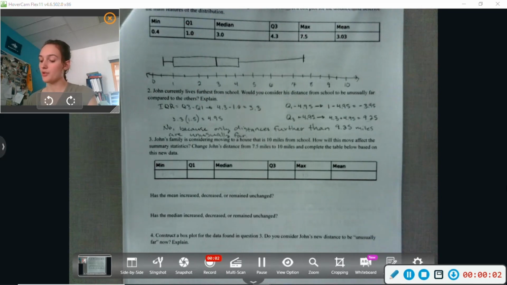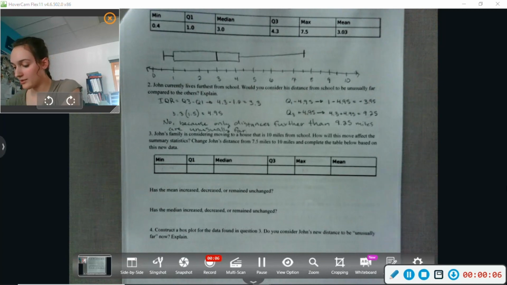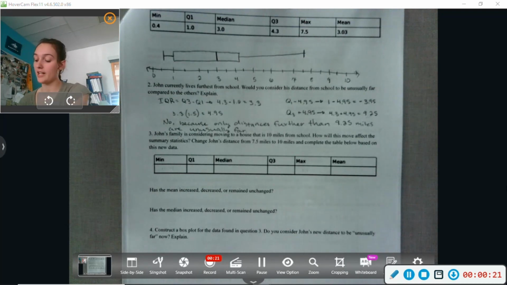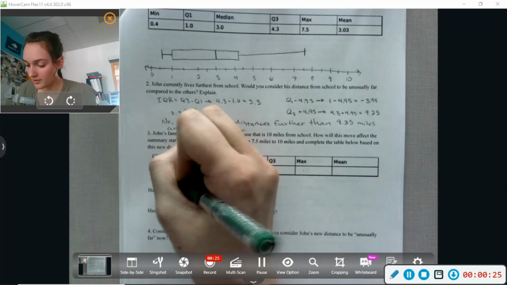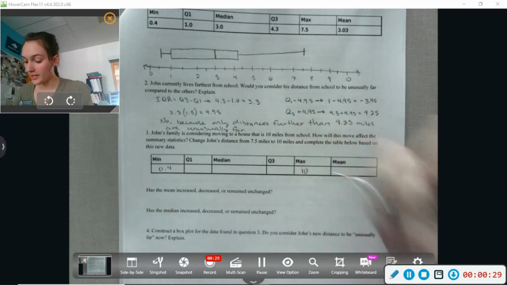Okay, so now we're going to look at question number 3. John's family is considering moving to a house that is 10 miles from school. How will this move affect the summary statistics? Change John's distance from 7.5 to 10 miles and complete the table below based on this new data. So now John's distance instead of 7.5 is going to be 10 miles, but that actually doesn't change most of this, right? Because our minimum is still going to be 0.4. Our maximum now is just going to be 10, right?